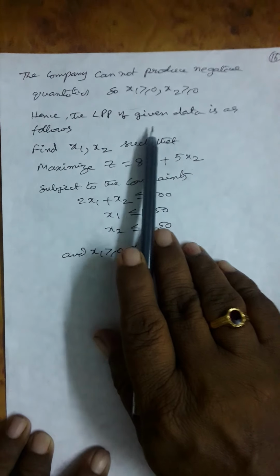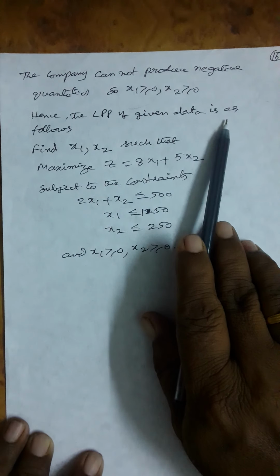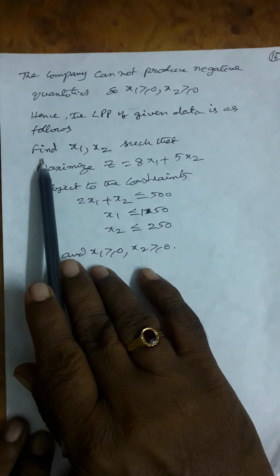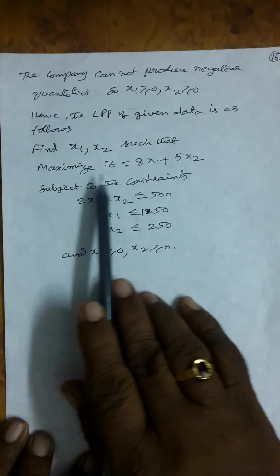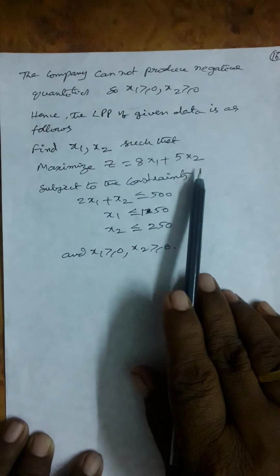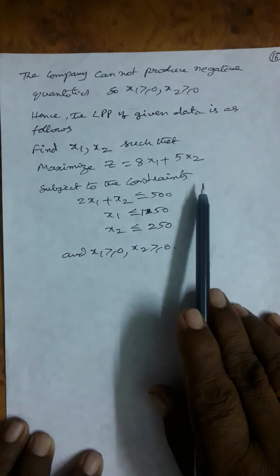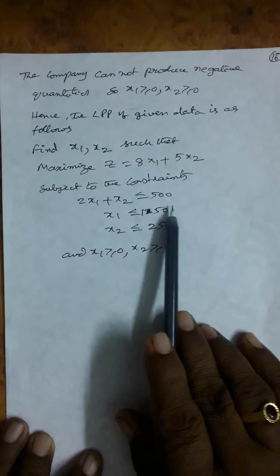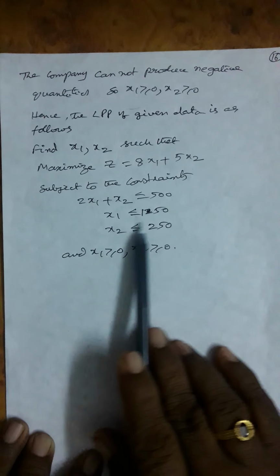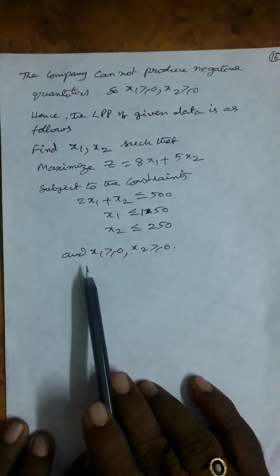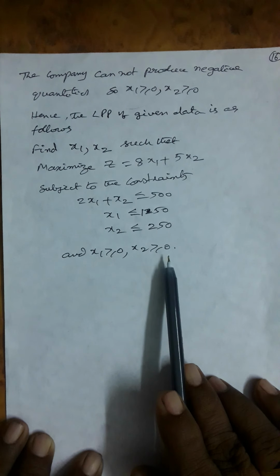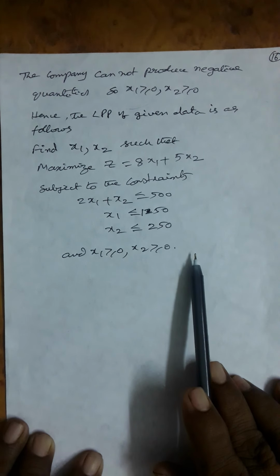Hence the linear programming problem of the given data is as follows. Find x1, x2 such that maximize Z is equal to 8x1 plus 5x2 subject to the constraints 2x1 plus x2 less than or equal to 500, x1 less than or equal to 150, x2 less than or equal to 250, and x1 greater than or equal to 0, x2 greater than or equal to 0.